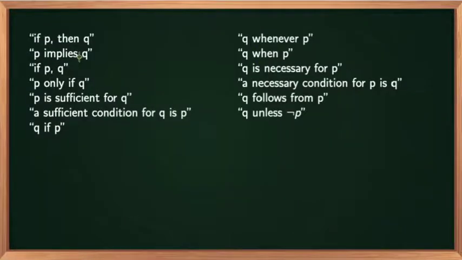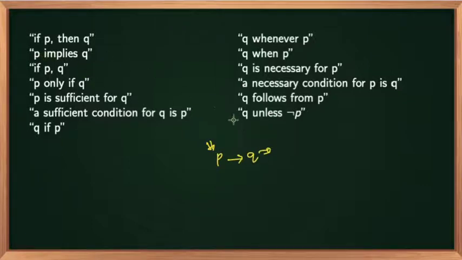Now let's see how we can convert an English sentence into a propositional statement. If you see a propositional statement of the form P implies Q, the P is called the premise or the antecedent, and Q is called the conclusion, right? So given a sentence, we should be able to find out which one is an antecedent and which one is a conclusion, right?